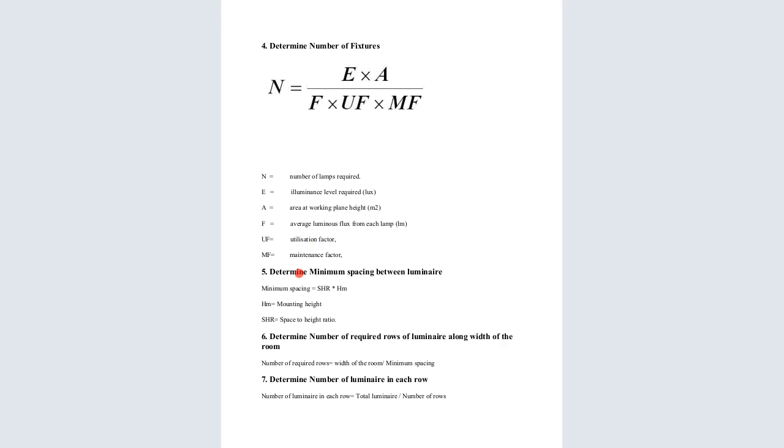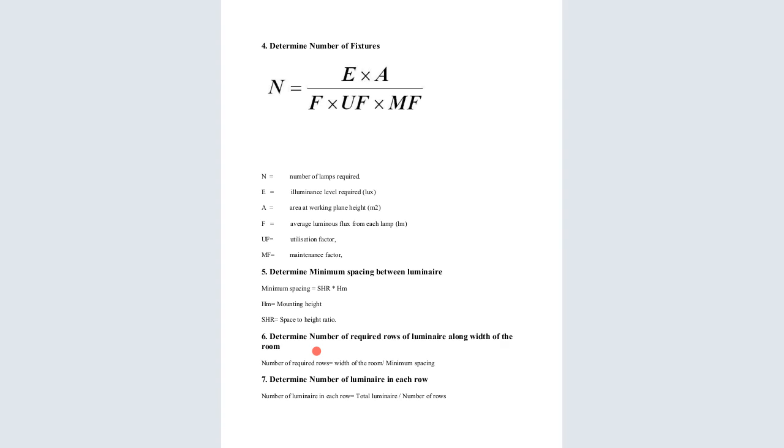So another thing that is going to assist us in this calculation is determining the minimum space between the luminaires. So how can we determine it? That is the minimum spacing, that is the space to height ratio times HM. So HM is the mounting height and SH is the space to height ratio.